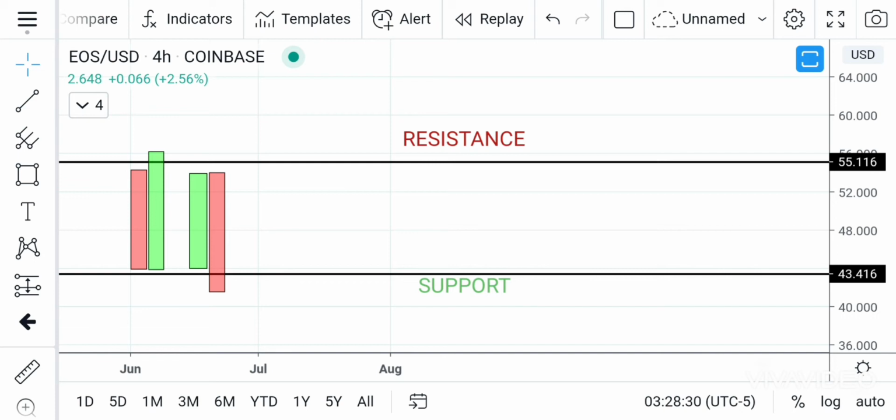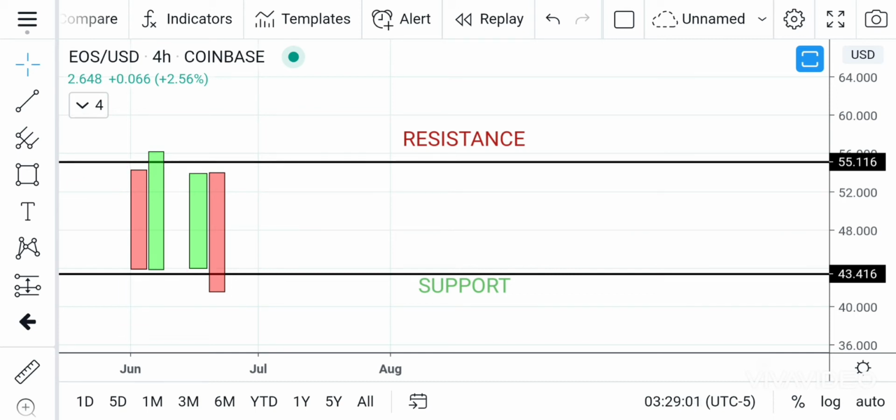first green candle. So the first one over here is a bullish engulfing pattern, and the second one over here is a bearish engulfing pattern. The reason is that for the first one, the bullish candle is engulfing the bearish candle, and for the second one, the bearish candle is engulfing the bullish candle. That's why you call them bullish and bearish engulfing patterns.